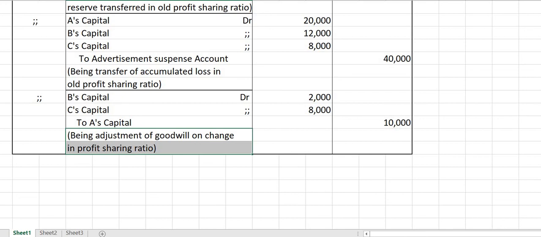So this is the solution, and this is how to solve the questions related to change in profit sharing ratio. You can revise that, you have the question with you, and after closing this video you can try to solve the same question once again, and after that you can solve the questions from your reference book.